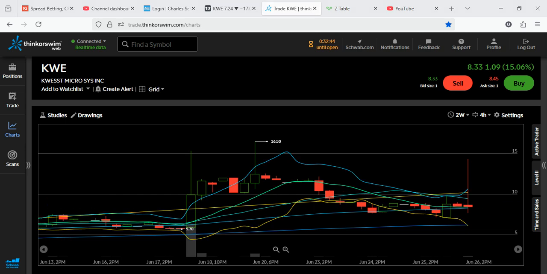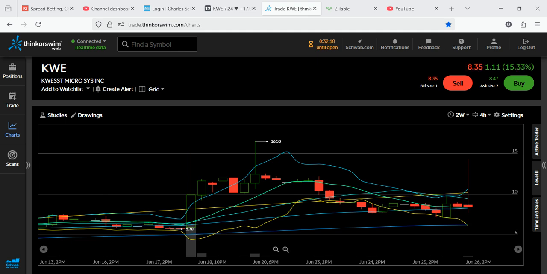KWE is up 14 points, or rather 15%, in the pre-market session of Thursday, the 26th of June. We haven't found any fresh news, but there is a discussion about a potential short squeeze. But we haven't seen enough. The short interest is not very high. It doesn't mean that a short squeeze cannot occur with the very tiny short interest it has.